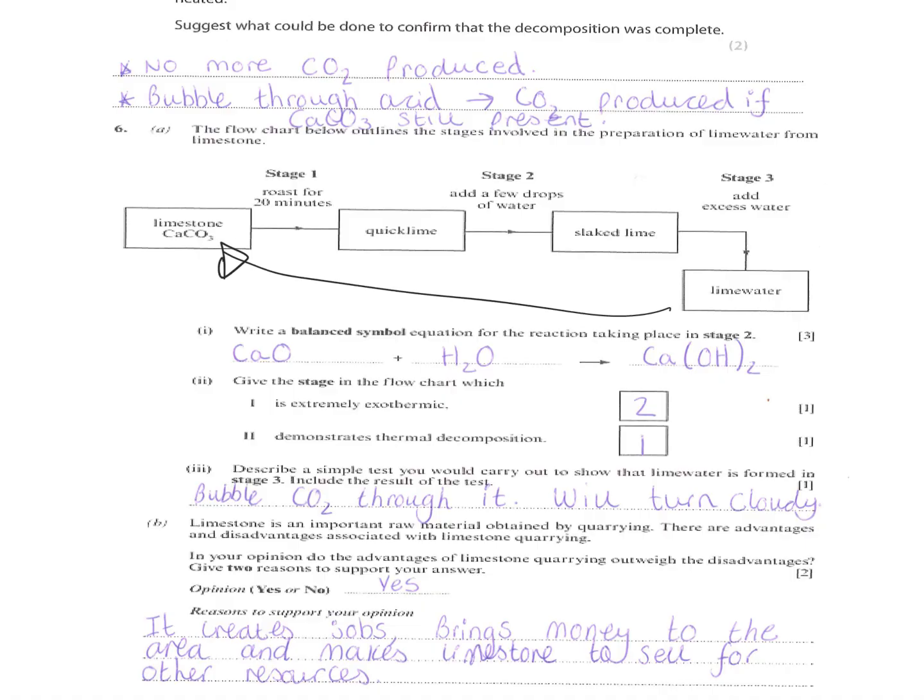Write a balanced symbol equation for the reaction in 2. So I've spoken about how this is calcium oxide. You need to know their names. Plus water will give you slaked lime. Which stage is extremely exothermic? Stage 2. Demonstrates thermal decomposition is stage 1. Describe a simple test. So if CO2 is present, it will turn limewater cloudy.